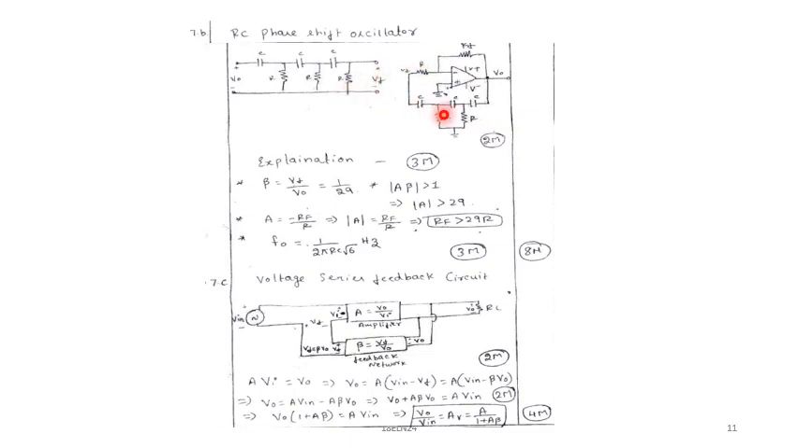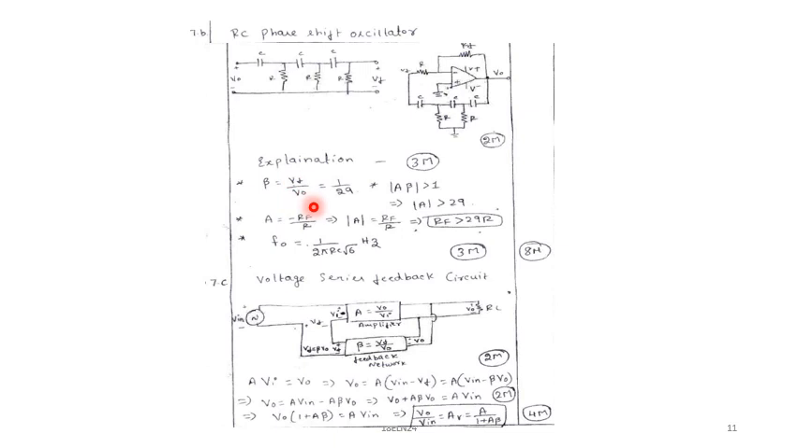Then the circuit diagram is 2 marks and the explanation is 3 marks here. Then the necessary equations: write the equations only here. No need to derive beta, the gain equation, the frequency equation and all. No need to derive, just mention the equation here.